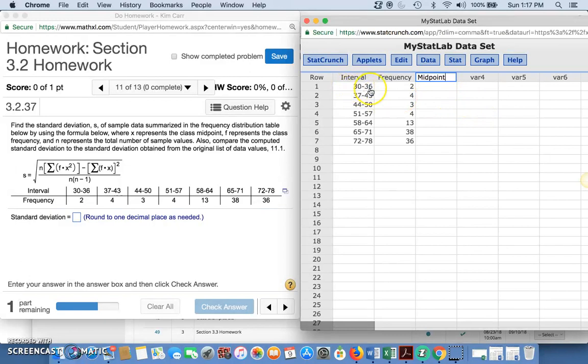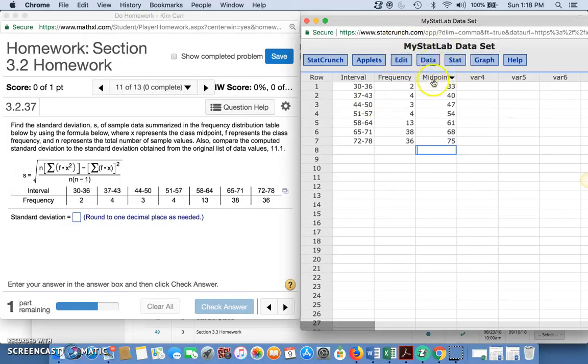The midpoint between 30 and 36, you simply say 30 plus 36 is 66, and half of that is 33. So that's that midpoint. There looks like the class width here is 7. So you add 7 each time. So the next one would be 40, the next one 47, the next one 54, the next one 61, the next one 68. 7 more would put you at 75.